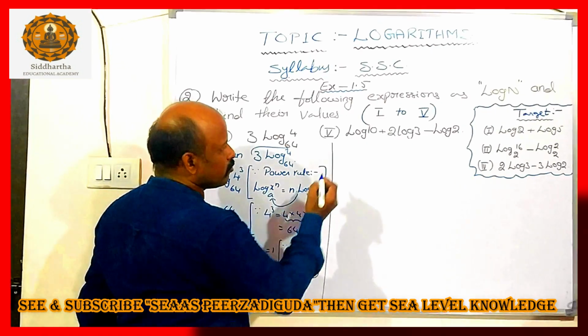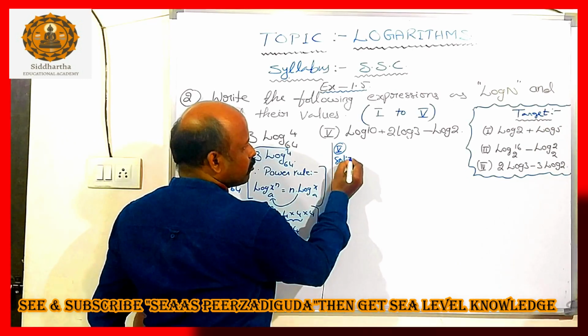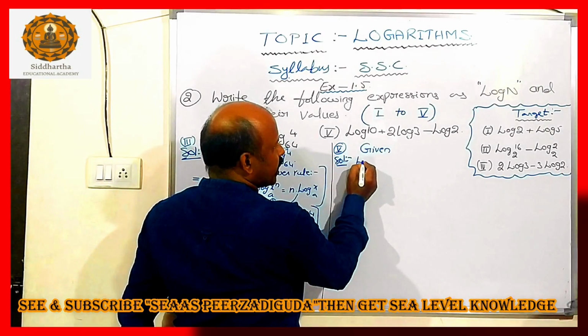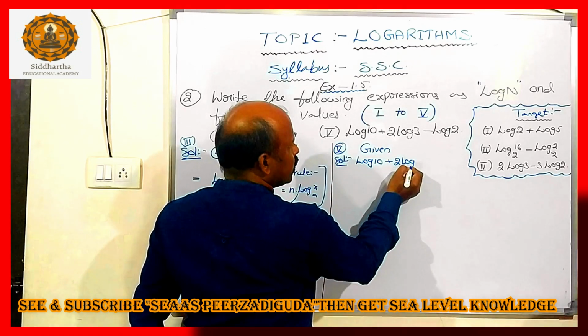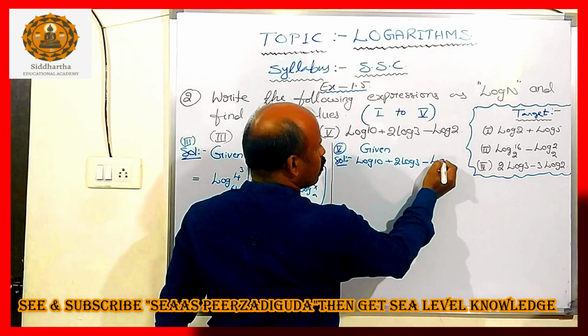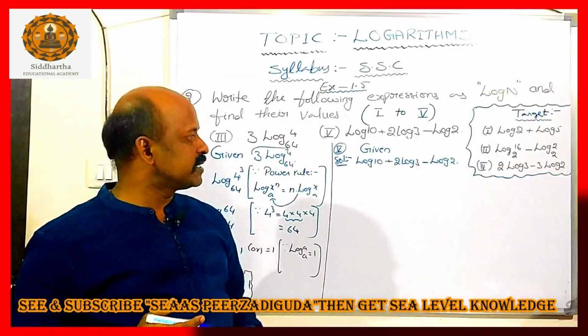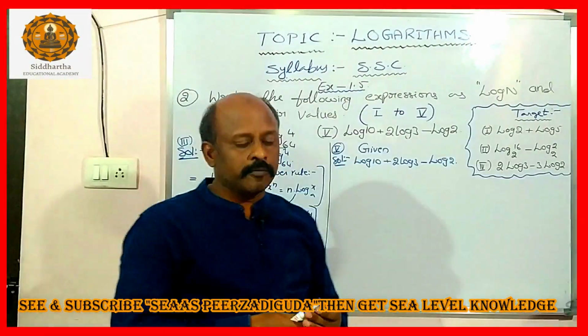So I am going to explain question number 5. What is question number 5 over here? The given part I am going to write over here. The solution starts here only, given. What is given over here? Log 10 plus 2 log 3 minus log 2. After writing this, what should we do with this logarithm expression? We have to convert it into log n form, a single term.